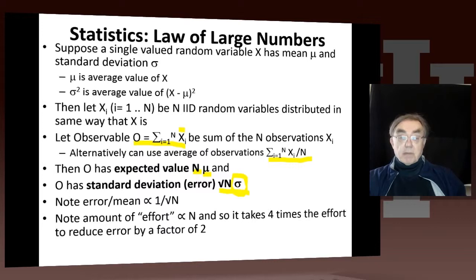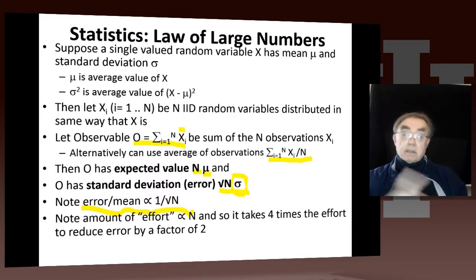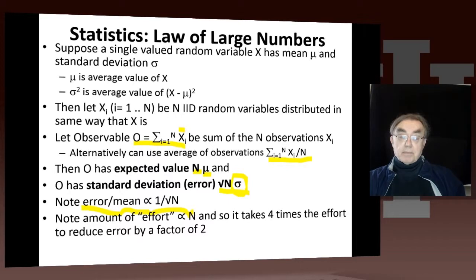This has this result we've already commented on, that error over mean goes like 1 over the square root of n. So this is why this field is really hard. The amount of effort, the amount of time you have to run that accelerator and get those protons to run around, n is proportional to time. So it says that the error of the mean is 1 over the square root of the time. You have to run 4 times longer to reduce the errors by a factor of 2.